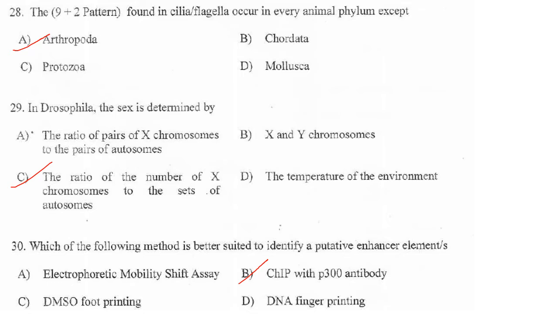ChIP is now considered the gold standard measure of DNA binding because it captures protein-DNA interactions that occur in intact live cells. Whereas EMSA does not provide information about which sequences are specifically occupied by the protein of interest, and EMSA is completely an in vitro technique. Whereas ChIP is in live intact cells. So the correct option here is option B, that is ChIP p300 antibody.